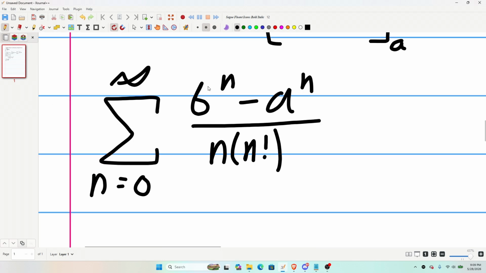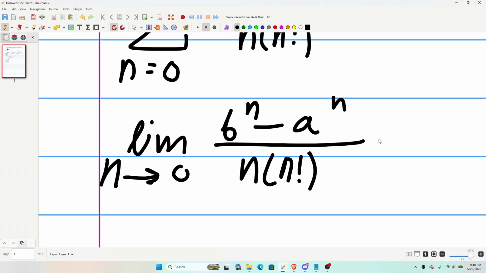And that solution is to take the limit as n approaches 0 of the function. So we have the limit as n approaches 0 of b to the n minus a to the n over n times n factorial. To shorten up this video, many people are going to be mad at me, but I love L'Hopital's rule. I don't care what y'all say.